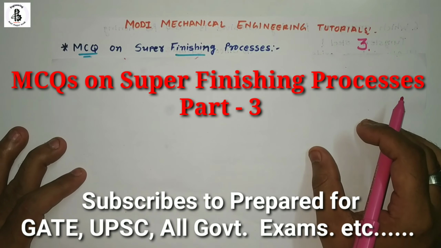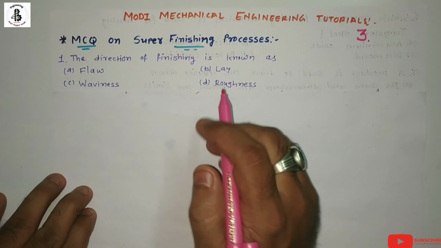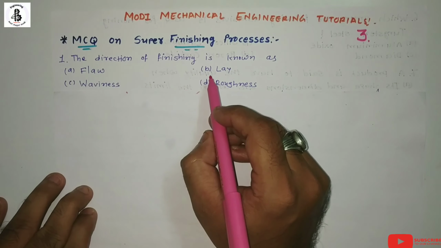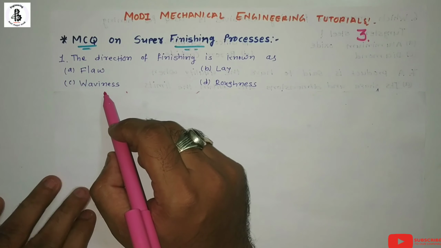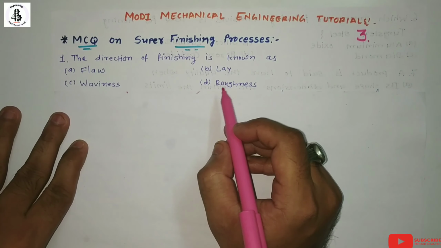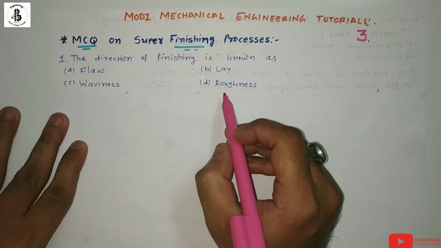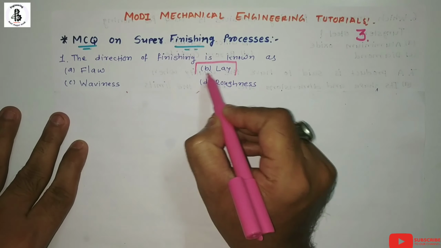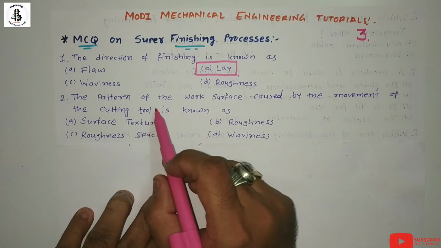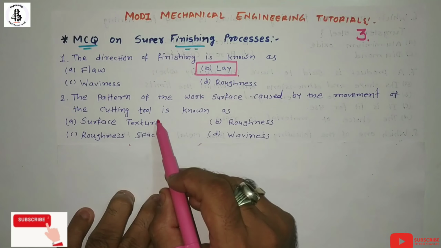So let us start with question number 1. The direction of finishing is known as option A, flows, option B, lay, option C, waviness, option D, roughness. So basically the direction of the finishing is always known as a lay. So the option B.